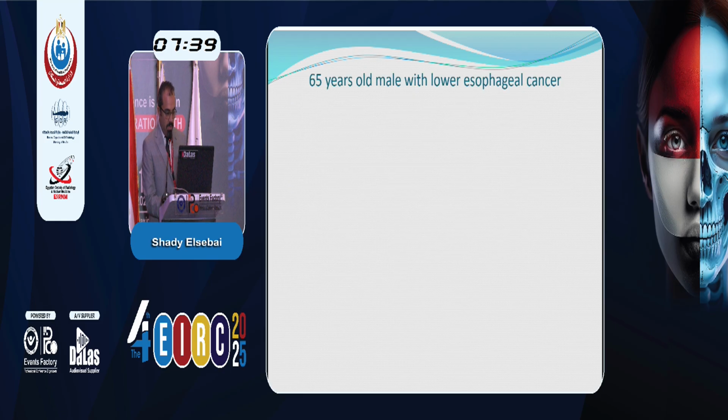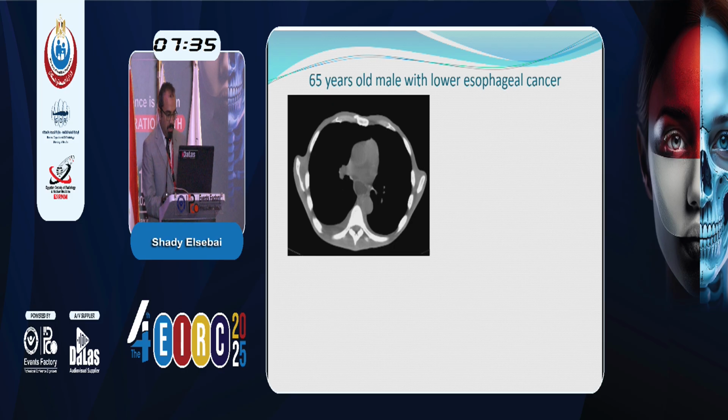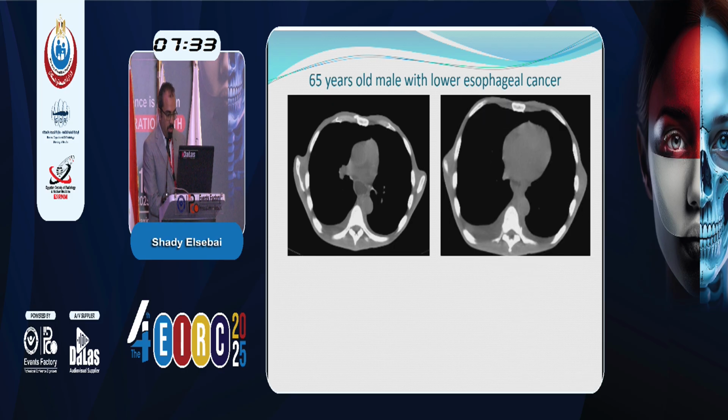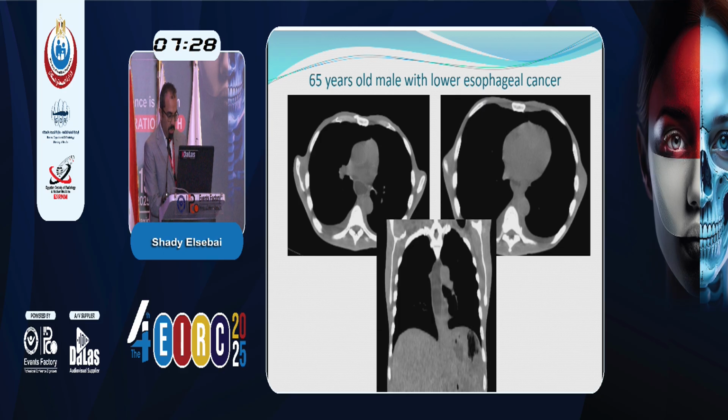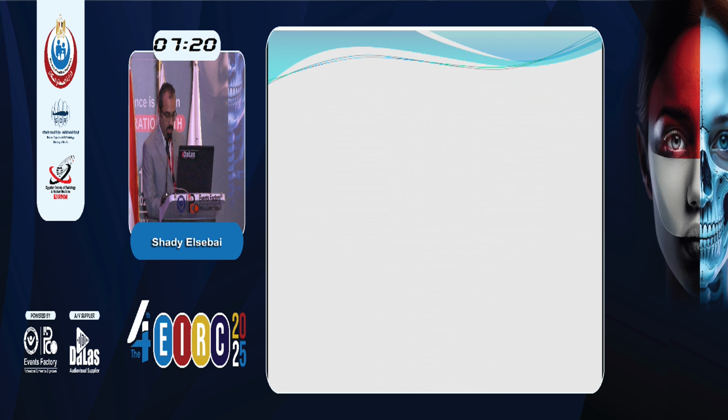This is a case of a 65-year-old male with lower esophageal cancer. These are the CT images. Here is a lower esophageal mass causing proximal esophageal dilatation. These are coronal images. The lower esophageal mass is causing complete occlusion of the lumen with proximal dilatation of the esophagus.